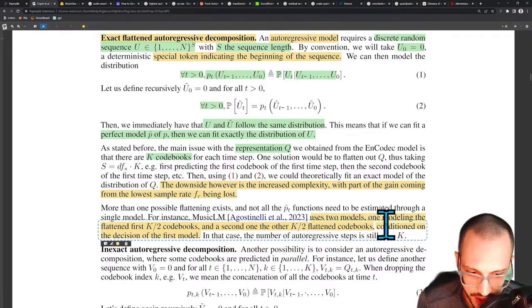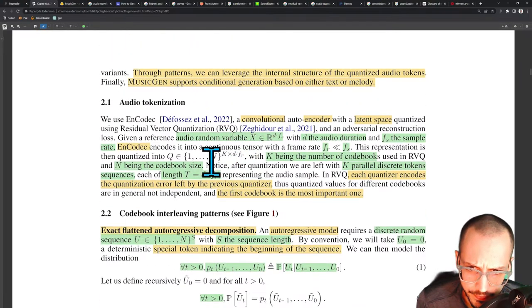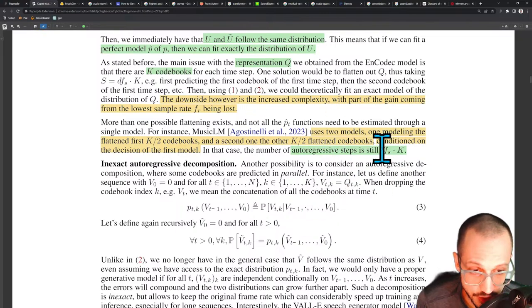So this is the issue with that, right, is that now you have to perform inference on your first model, and then your inference on the second model is conditioned on the output from the first model. So you constantly have to alternate: inference on first, inference on second, inference on first, inference on second. And that's basically cutting your speed in half. The number of autoregressive steps is still DFS times K. Yeah, so for whatever the sample rate of your sequence is, times the duration, length of the sequence, times K, the number of codebooks.